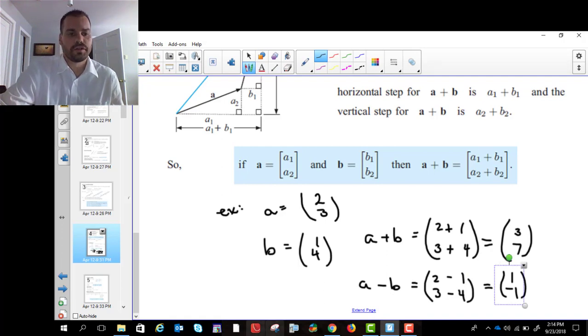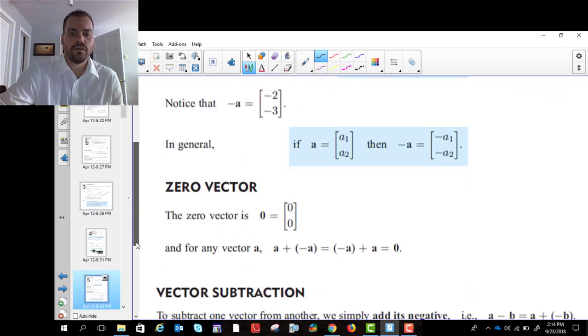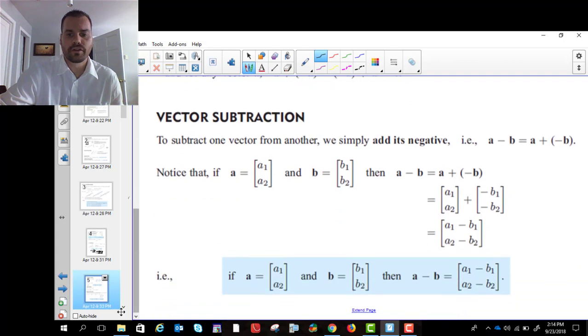So that's vector addition and subtraction. Very simple concept if it's in component form. So there's our vector subtraction, and it's exactly what I just showed you, so you don't have to write it down again if you don't want to. That's what vector subtraction does: it subtracts the components instead of adding them.